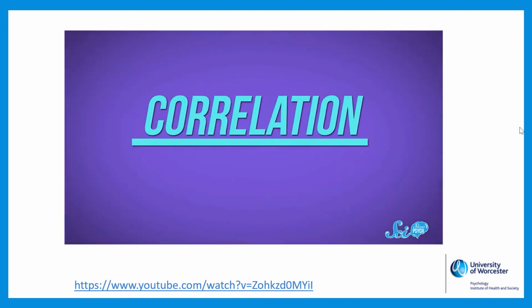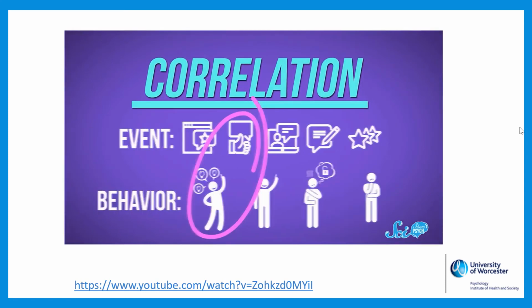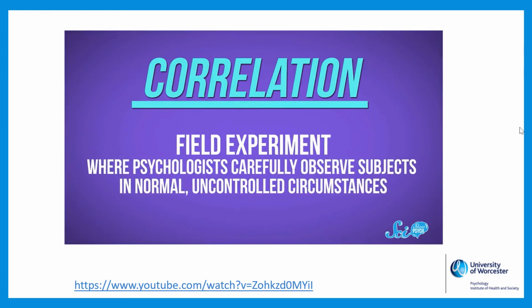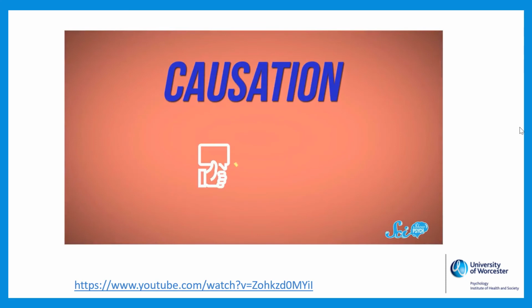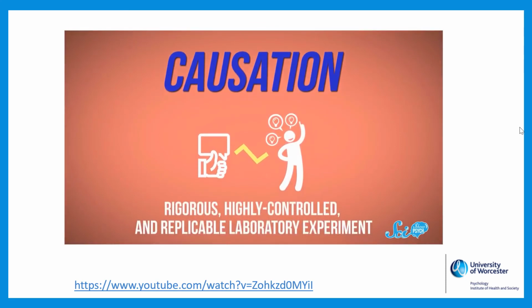Then, if they want to find correlation between variables, that a certain event and behavior are related, they'll conduct a field experiment where they carefully observe subjects in normal, uncontrolled circumstances. Or if they want to determine causation, whether or not a certain event actually triggers a behavior, they'll create a rigorous, highly controlled, and replicable laboratory experiment. Next, they'll use statistics to analyze relationships within those data, and to make sure the findings are reliable, the experiments are often repeated under the same conditions. Sounds a lot like science, right?